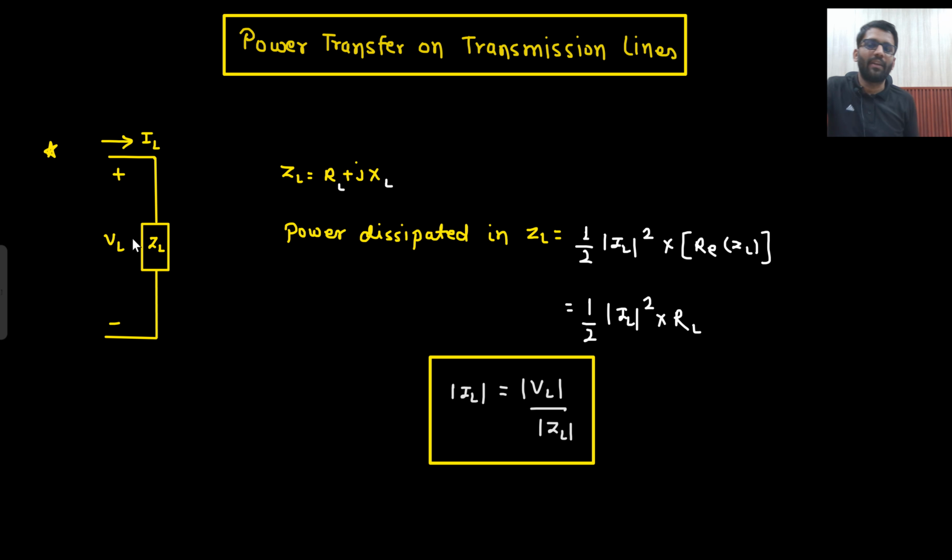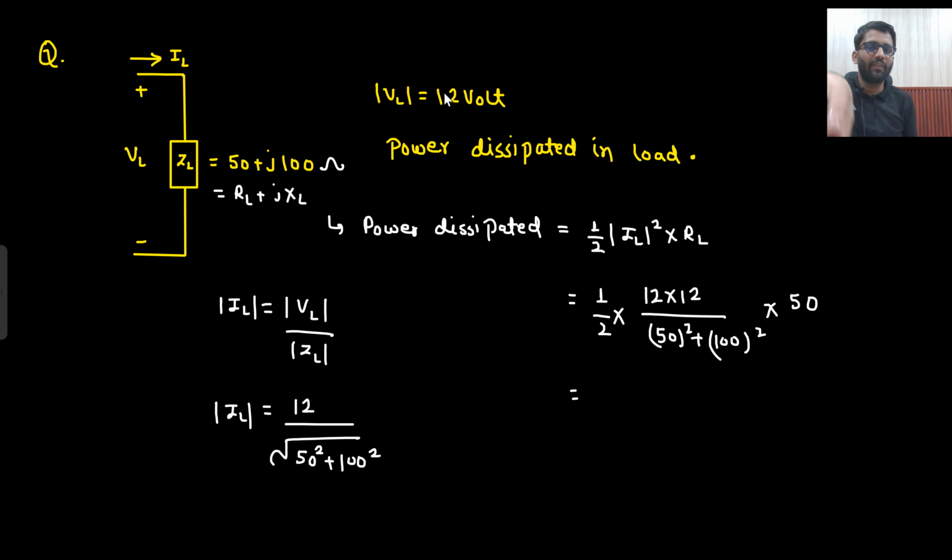Mode of IL can be found by mode of VL, which would be the maximum voltage across this load, divided by the total impedance. What is the total impedance? Total impedance is under root RL square plus XL square. So that will be the total impedance. And then I will simply apply the formula and we'll get the answer.